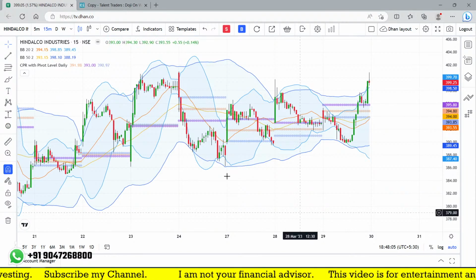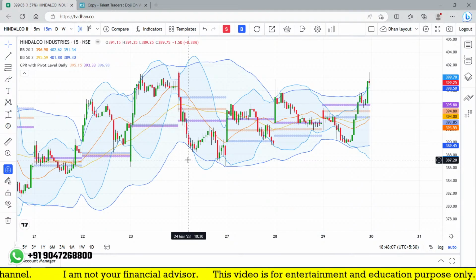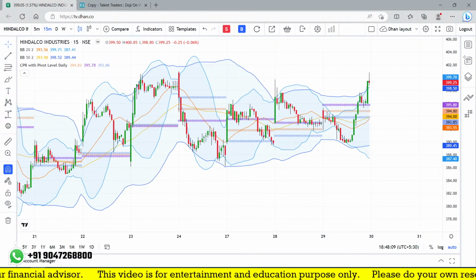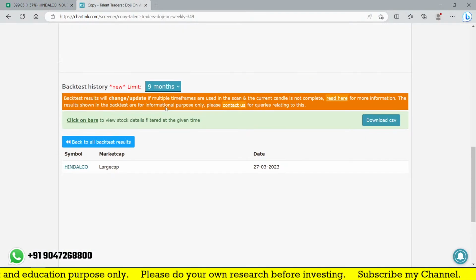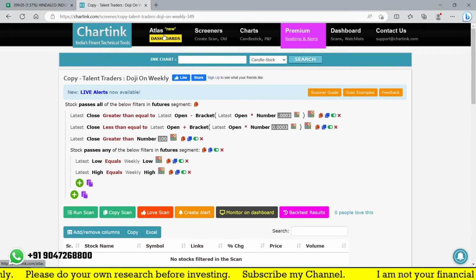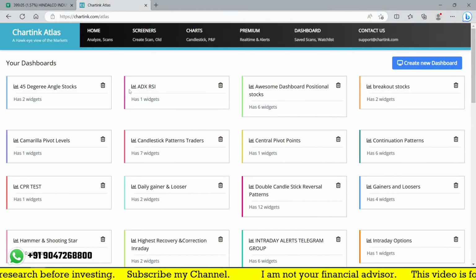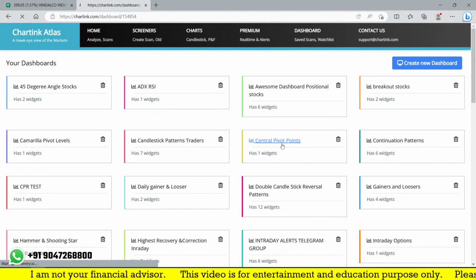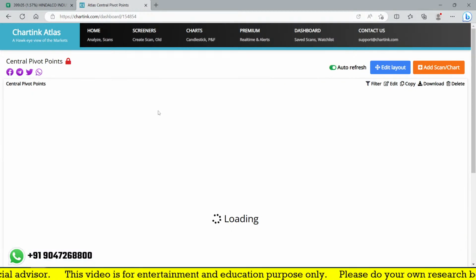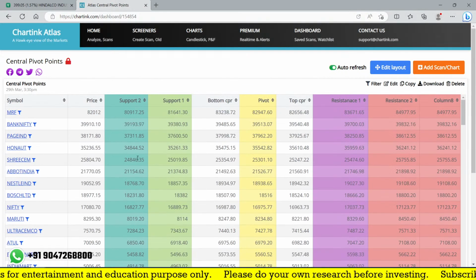You mean R1, R2? Okay, I'll provide you one scanner simply, and you can create a number of scanners by using that. I will show you my dashboard. So instead of finding levels for a CPR, in Camarilla pivot or central pivot, simply use the dashboard. Here you can get whatever stock we want.